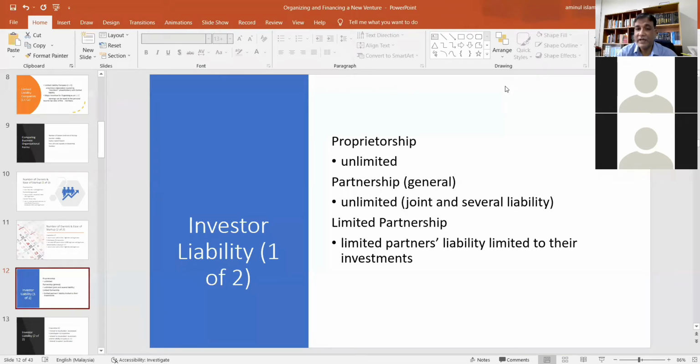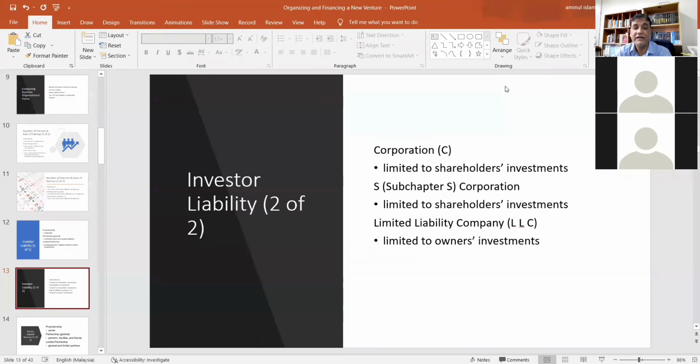Looking at it in more detail, in terms of liability, proprietorship is unlimited, right? Partnership is also unlimited, but for a limited partnership, liability is limited to their investment, right? For a corporation, it is limited to shareholders' investment, and for the LLC, it is also limited to shareholders' investment, right? Basically, depending on which form of organization you go for.